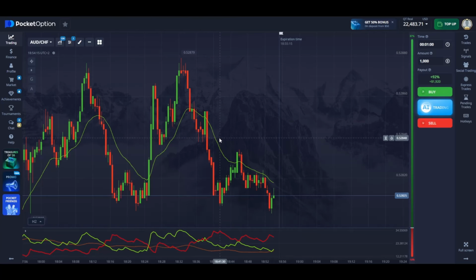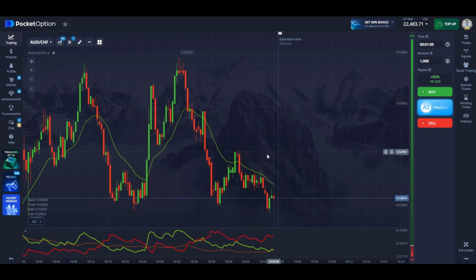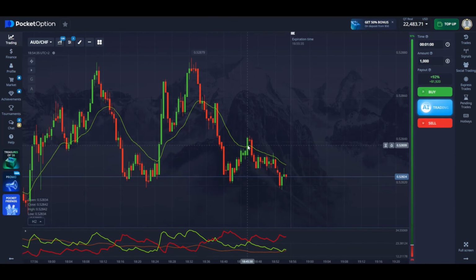So let's get started today. The strategy consists of two indicators, the ADX indicator and the moving average indicator, with market settings. We have 30-second Japanese candlesticks and the trade duration is 1 minute. Let's start trading, and I'll show you in practice how to work with this strategy and these indicators.